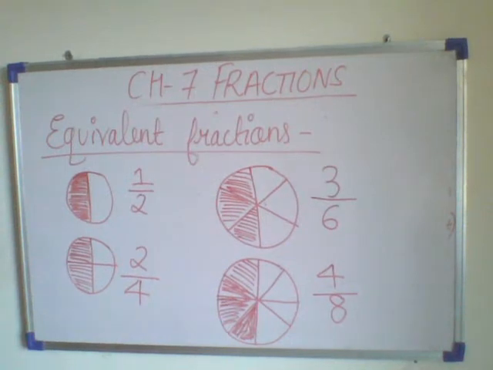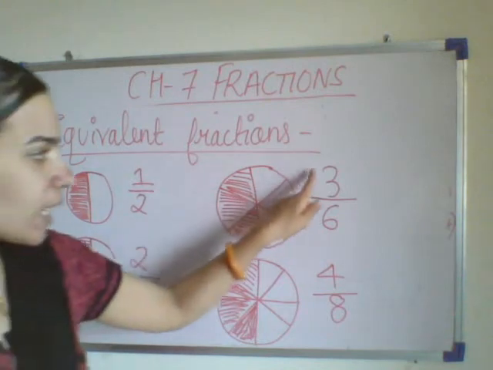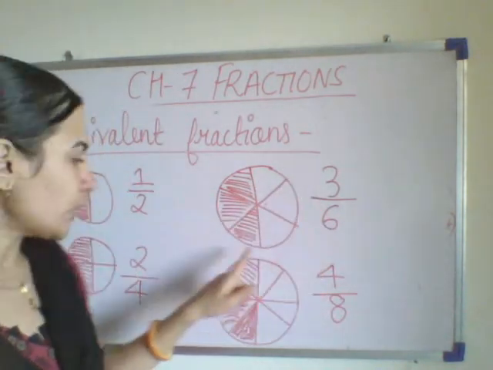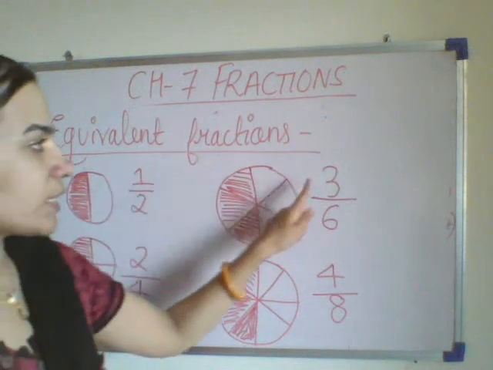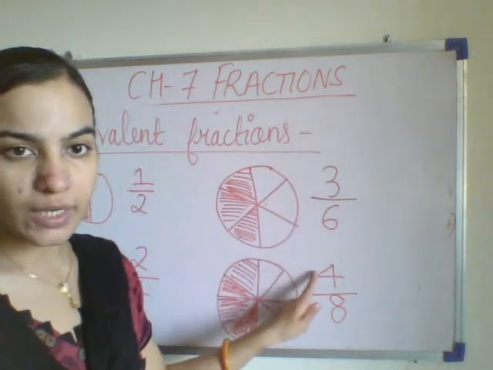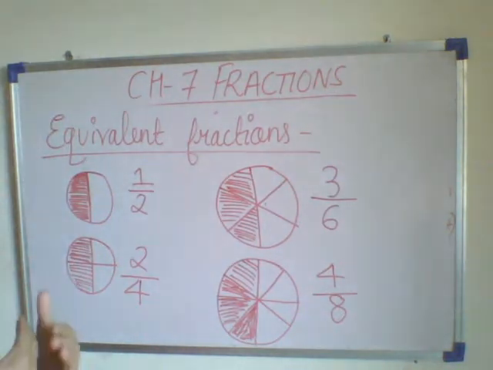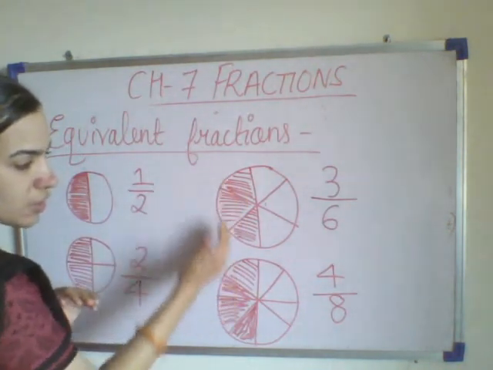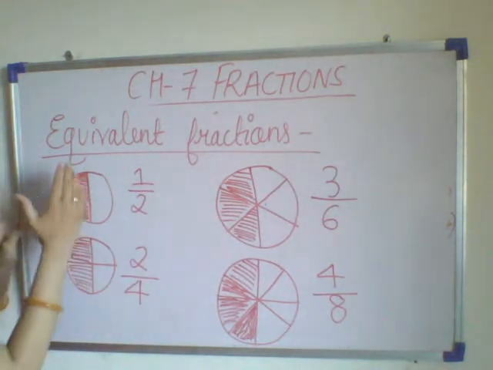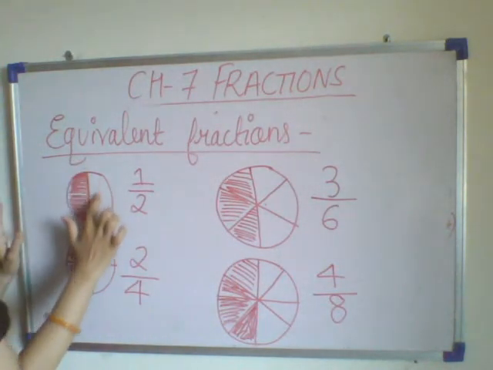Such fractions which represent the same part of an object, though differing in numerals, are equivalent fractions. Here the numerals are different. What are numerals? They are these numbers, like here it is 1, here it is 2, here it is 3, here it is 4. Here the numerals are different, but they are representing the same shaded part of the fraction.